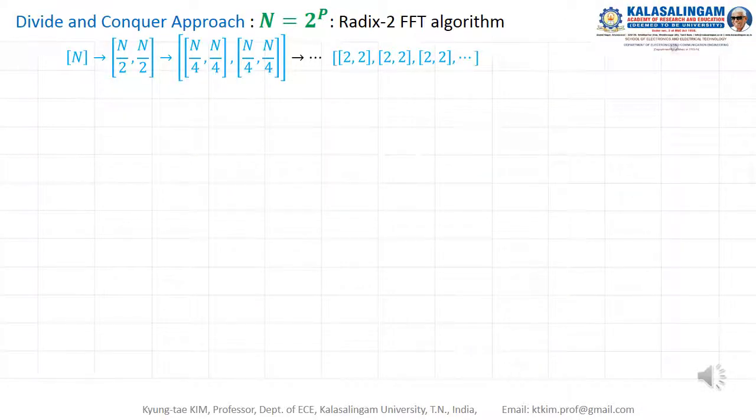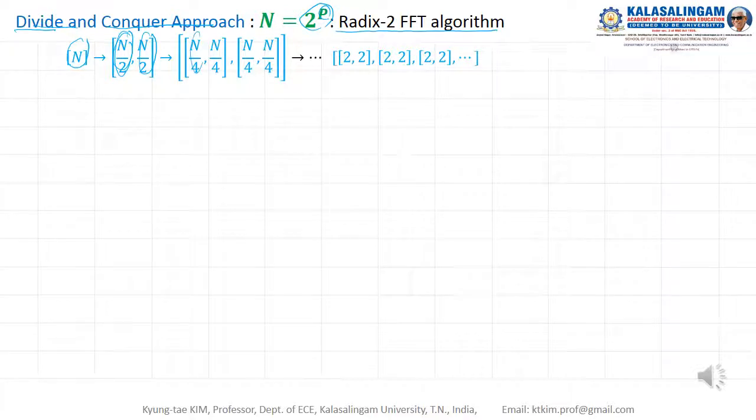Now here, I would like to introduce the divide and conquer approach. For this, we need n, the number of samples, to equal 2 to the power of p. We call this the radix-2 FFT algorithm. This means the n samples are divided by 2, into n by 2 and n by 2.